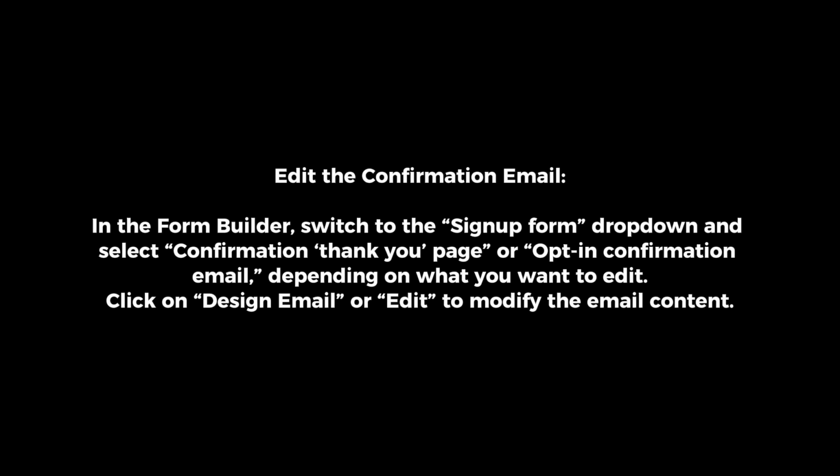Edit the confirmation email. In the Form Builder, switch to the Sign Up Form drop-down and select Confirmation Thank You page or Opt-in confirmation email, depending on what you want to edit. Click on Design Email or Edit to modify the email content.